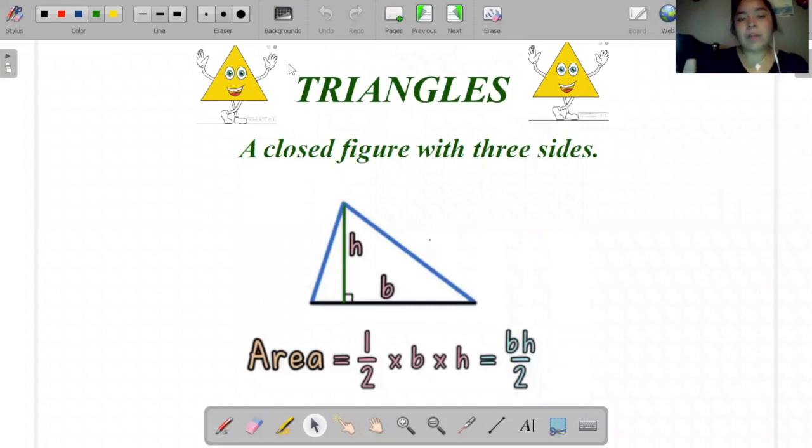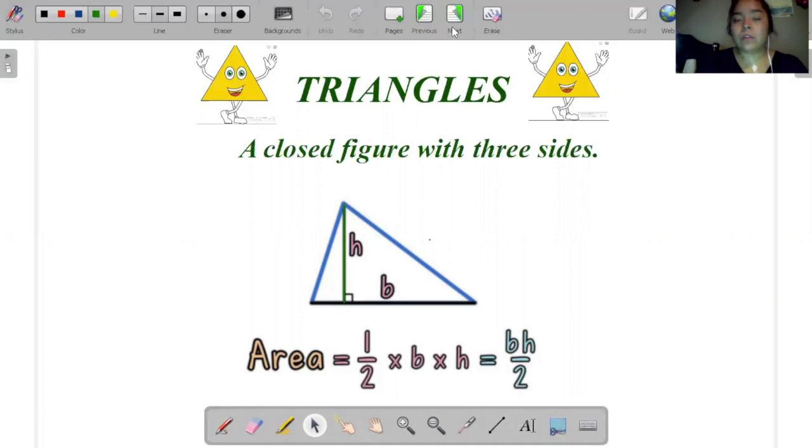So the first shape that we're going to look at is triangles. A triangle is a closed figure with three sides. And the formula to find the area of a triangle is half times base times height, or b times h divided by 2. So b represents the base of the triangle, which is this black line here. And h is the height, which is the green line here.